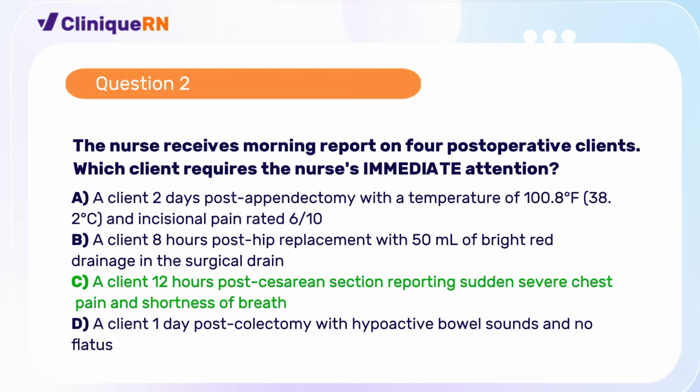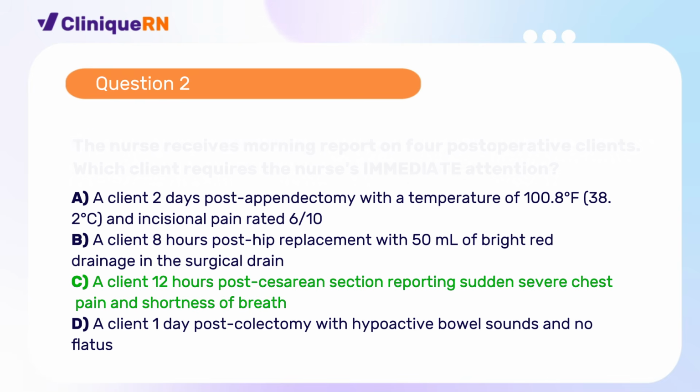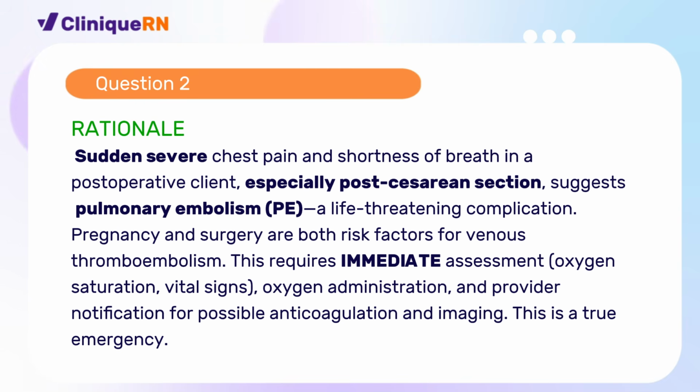The correct answer is C. A client 12 hours post-cesarean section is reporting sudden severe chest pain and shortness of breath. Rationale: sudden severe chest pain and shortness of breath in a post-operative client, especially post-cesarean section, suggest pulmonary embolism, PE, a life-threatening complication. Pregnancy and surgery are both risk factors for venous thromboembolism. This requires immediate assessment: oxygen saturation, vital signs, oxygen administration, and provider notification for possible anticoagulation and imaging. This is a true emergency.